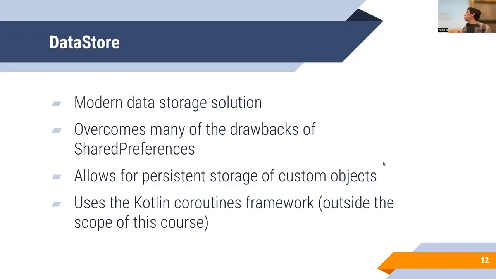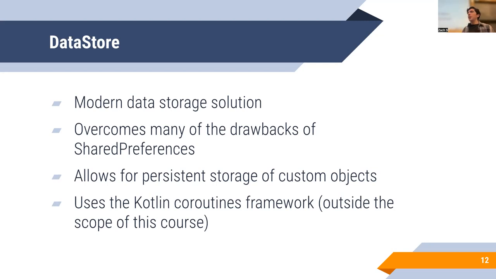So this is a more modern data storage solution. It overcomes a lot of the drawbacks of shared preferences. So shared preferences isn't a perfect solution. Like you can only store strings, right? And it's kind of annoying to have to be parsing JSON if you want to store a custom object. But DataStore actually does allow you to store a custom object at the expense of more complexity.